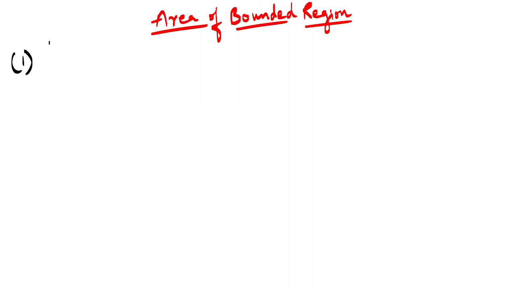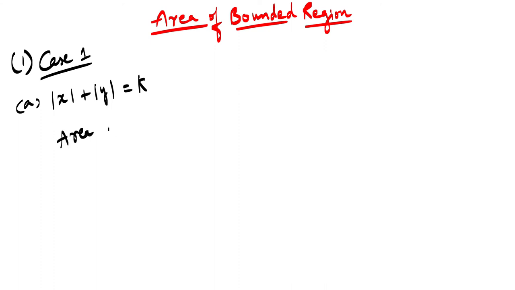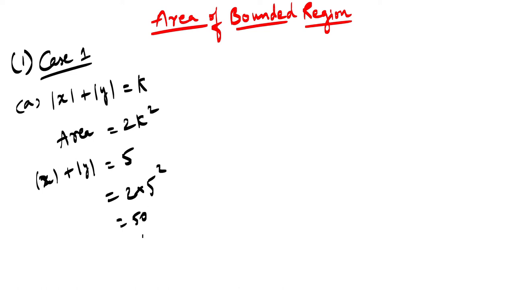The first case, case one: if the function is in the form modulus of x plus modulus of y is equal to k, then what is the area of this region? The area can be calculated by using 2k square. For instance, find the area of modulus of x plus modulus of y is equal to 5. So 2 into what is k? k is 5, 5 square. So this is equal to 50. As simple as that.